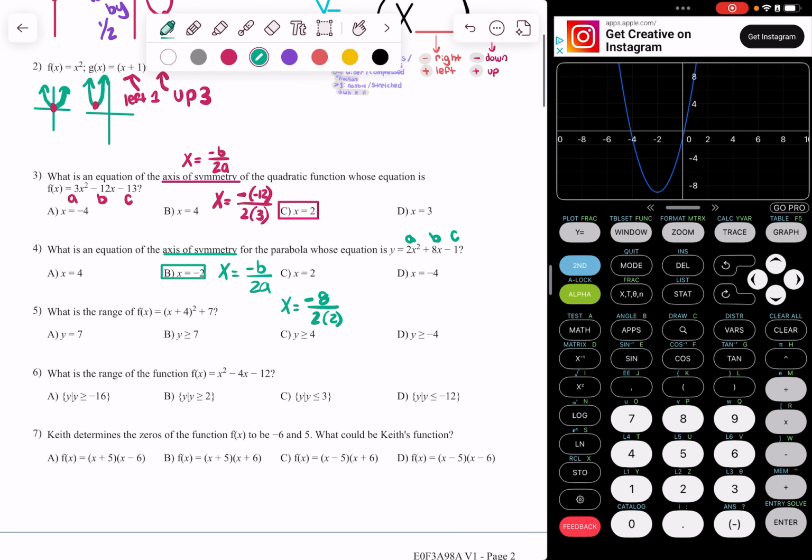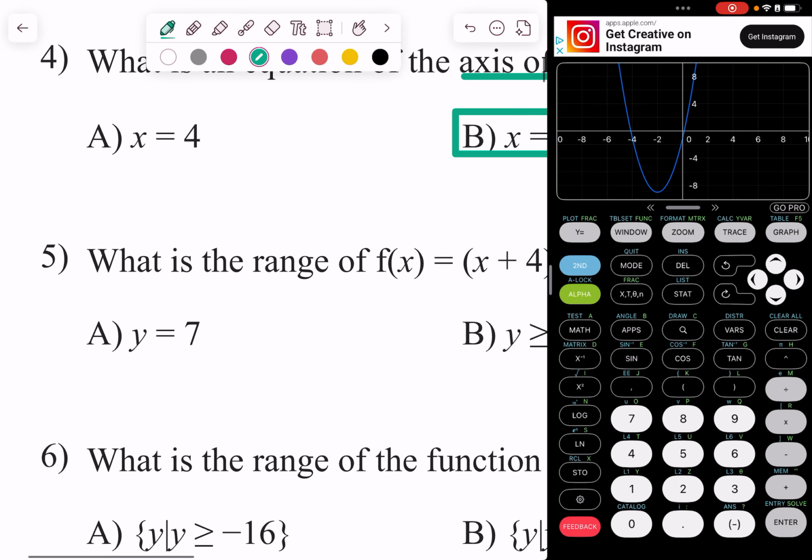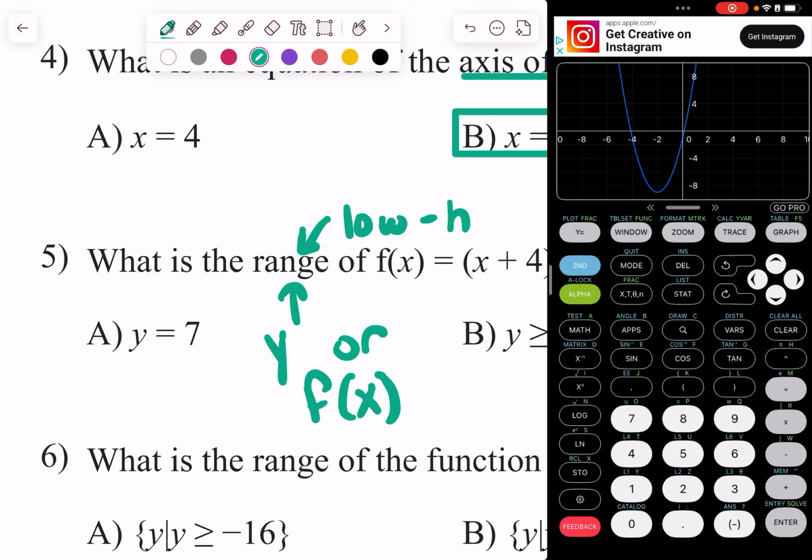All right, number 5. What is the range of this function? I need you to know that range means y, or it means f of x. Because remember, range is y, and the same thing as y is f of x. If you ever see an answer choice for range that's x, we know that's wrong. X is not y. And range means how low to how high does something go.